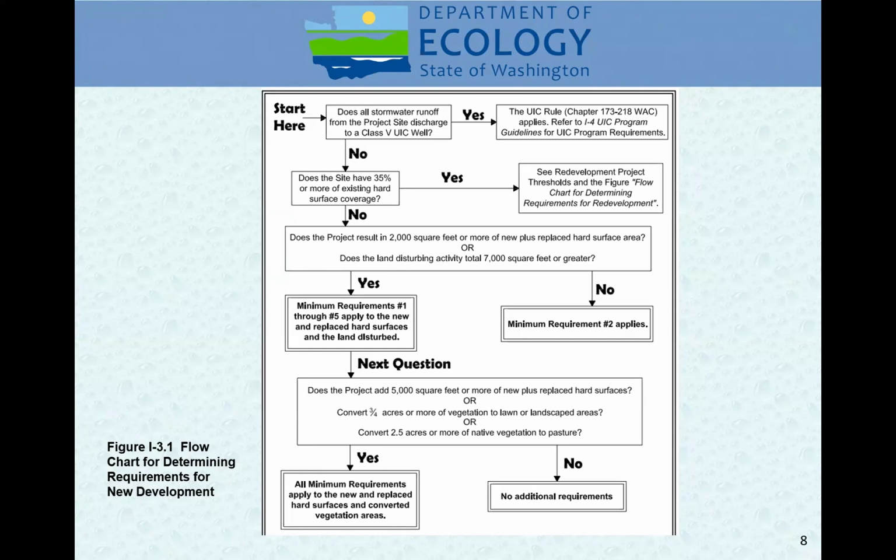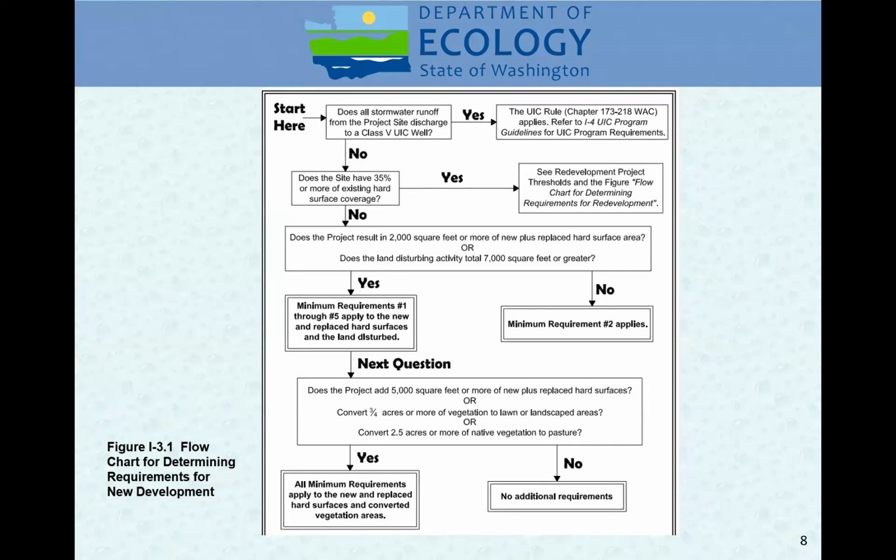You don't deal with the minimum requirements, but you still need to turn in your stormwater plan to the jurisdiction to review, because they have to determine if you're going to discharge into their system or not. If you discharge into their MS4, they're responsible for it. So they have to make sure that your design does meet the UIC rule's design. If it doesn't, then you're going to be under the permit. So that's the first decision.